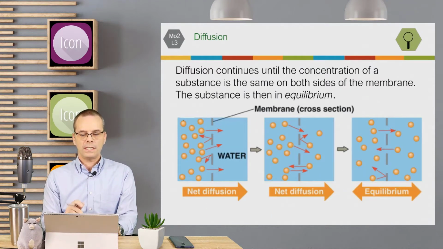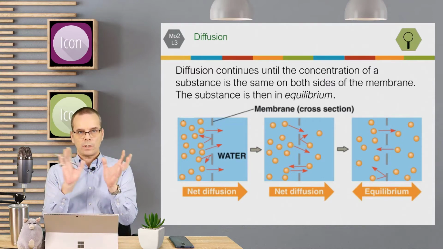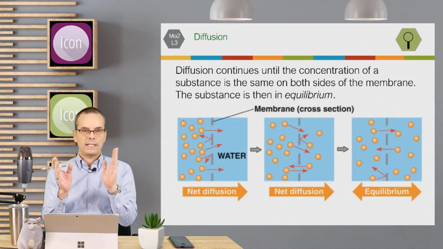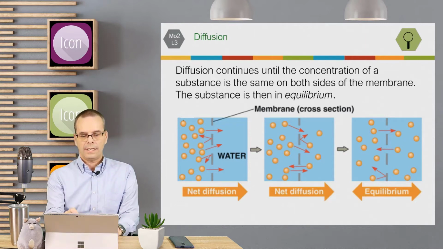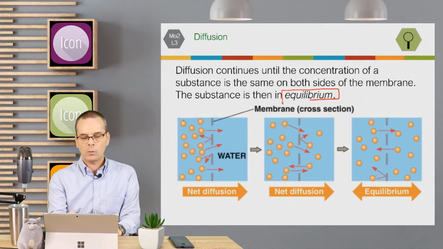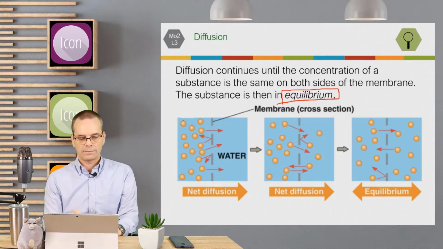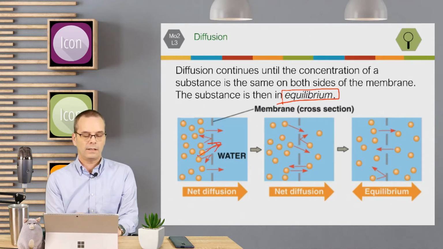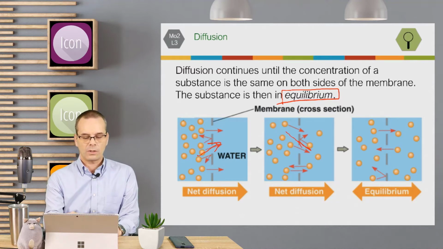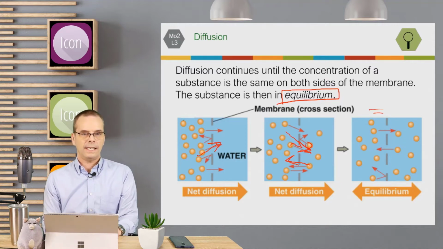So diffusion continues until the concentration of the substance is equal on both sides of the membrane, and that again is called equilibrium. Here's a bunch of molecules or solutes in water passing through the membrane, and they keep passing through, and some pass through this way, until finally everything is nice and equal.